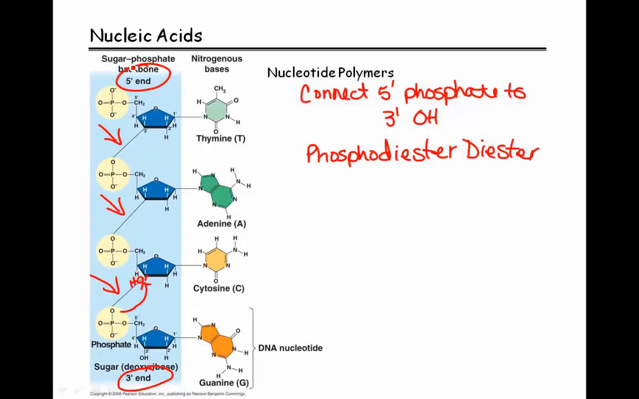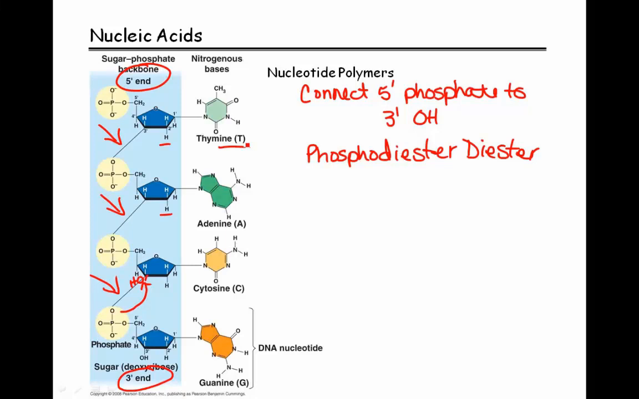Now, specifically in this picture, we're looking at DNA, and we know that it is DNA, first off, because we're looking at deoxyribose for the sugar. So notice that there is no hydroxyl group here on the number 2 carbon the whole way down. And another way that we could tell that this is DNA is by the presence of the thymine base. Keep in mind that we're never going to find thymine when we're looking at RNA. So we know that this is definitely DNA here.